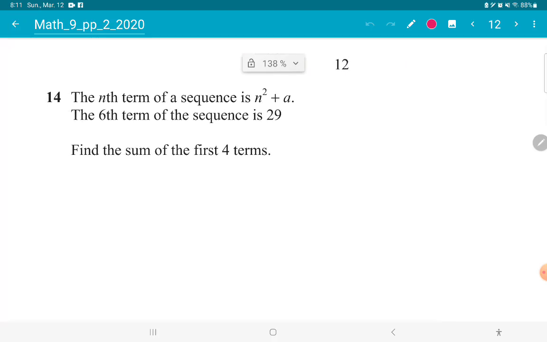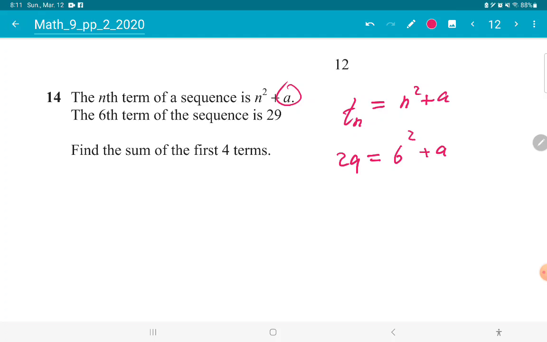Number 14. The nth term of a sequence is n squared plus a. A is unknown. The sixth term of the sequence is given. Okay, find the sum of the first 4 terms. First, let's get a. So t sub n, the nth term, equals n squared plus a. And if I substitute 29 in here, n should be 6, squared plus a.